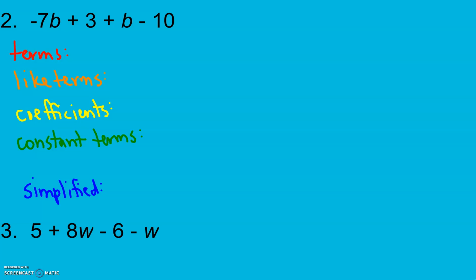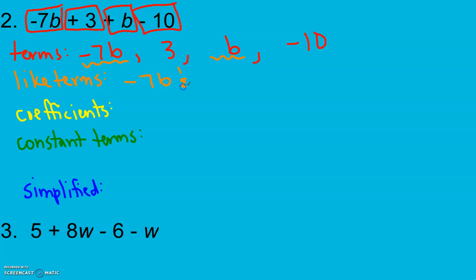In number 2, we're going to do the same. I'm going to list out all my terms. Remember, all my terms are my individual pieces that are being added together. So I have a negative 7b, I have a 3, I have a b, and I have a negative 10. My like terms are any of those terms that have the exact same variable. So my b's are like terms. And then I have 3 and negative 10. Those are also like terms because they have the same variable in that they don't have any at all.